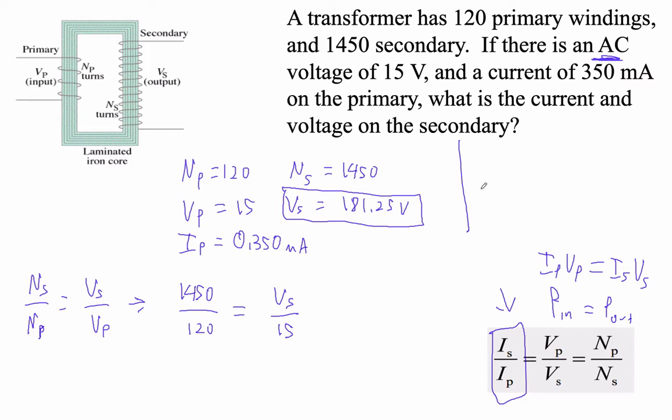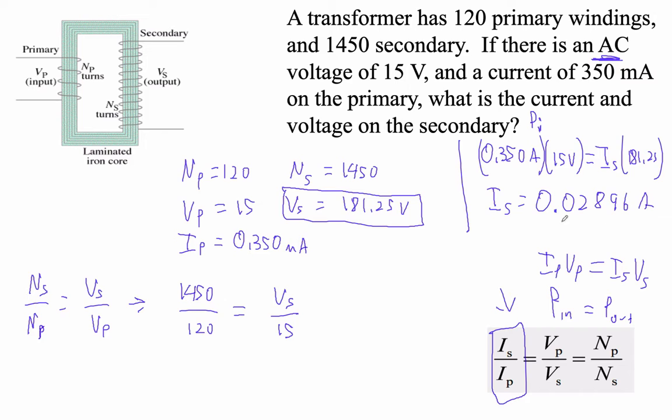Well, power in has to equal power out, right? So the input power is IV, right? So it's 0.350 amps times 15 volts, right? This is our power in, I times V, is equal to I secondary times 181.25. Okay, so 0.35 times 15 divided by the answer I just got is I secondary, in the best case scenario, 0.028896 amps, or 28.96 milliamps.